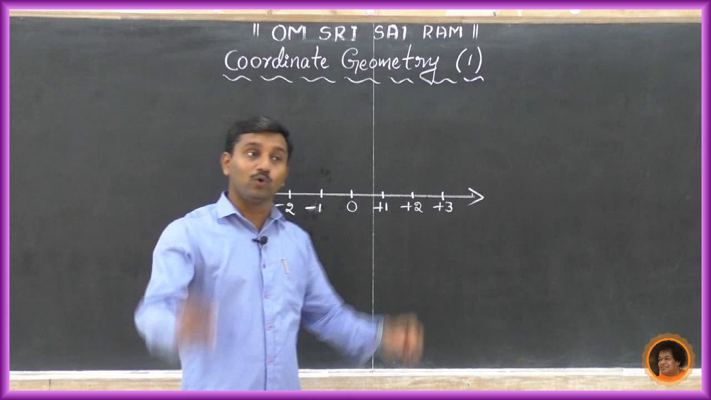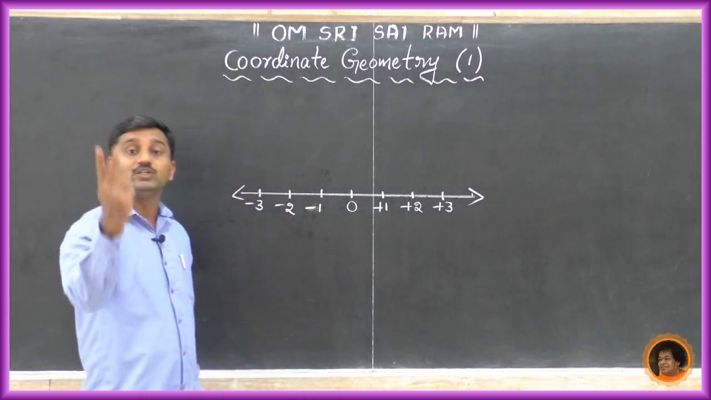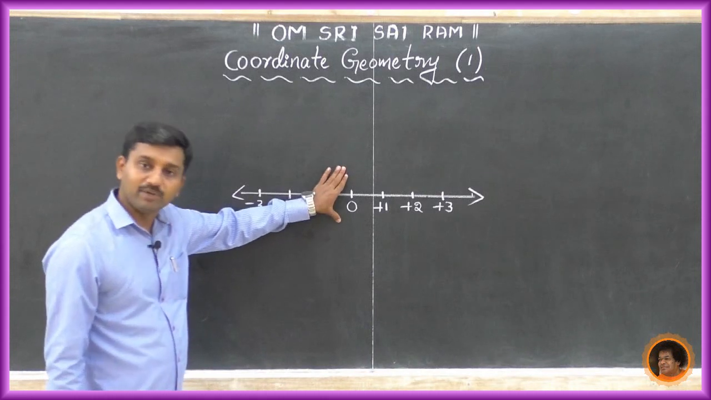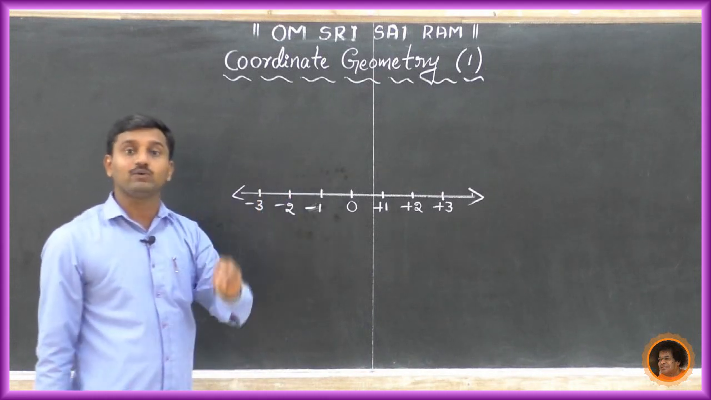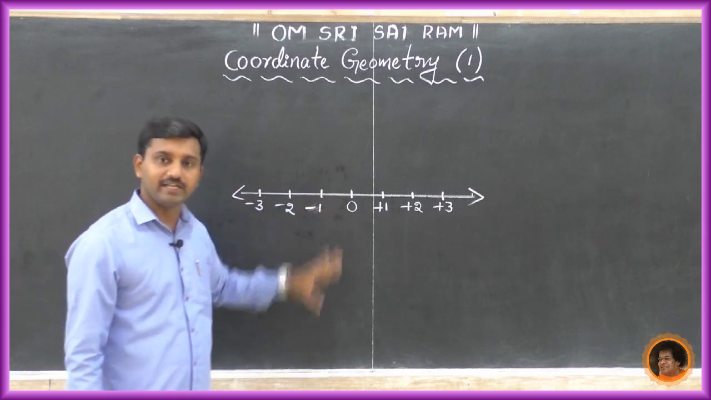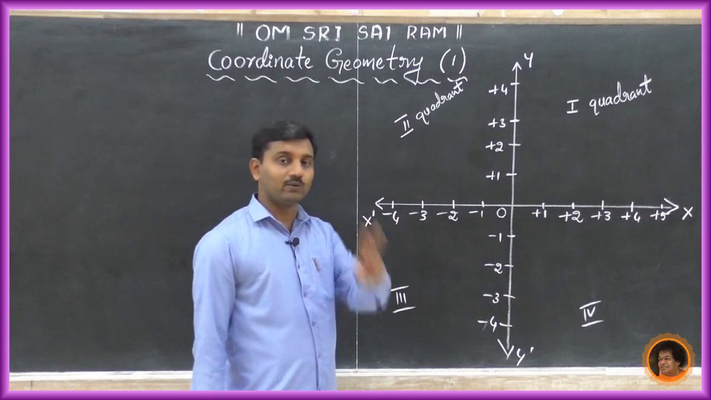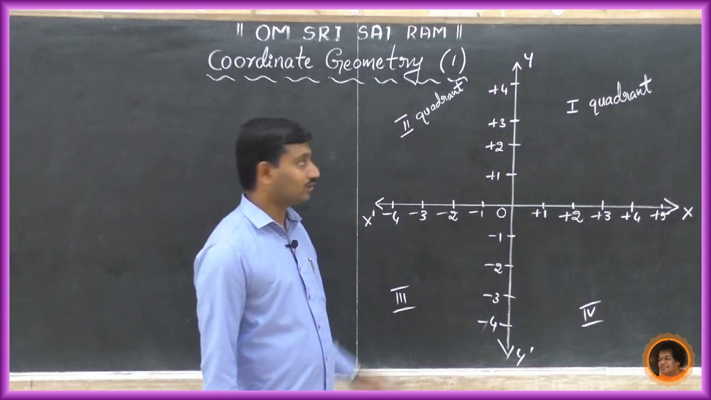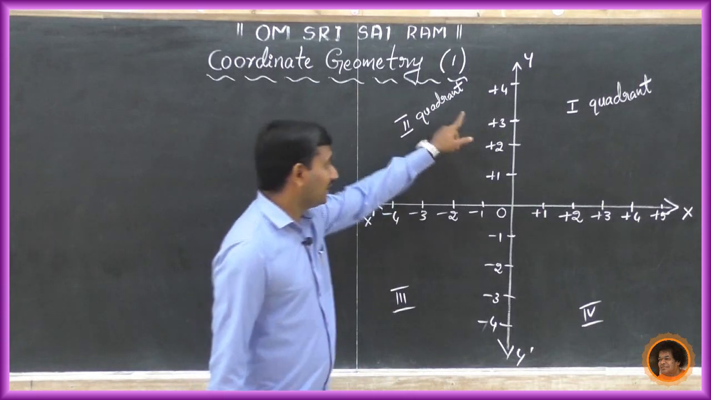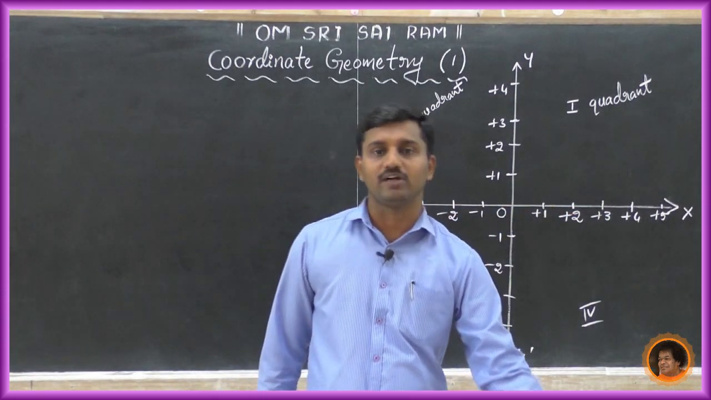Therefore, to locate the point on a plane, we require two number lines perpendicular to each other, or we require the coordinate axes. How to locate the point on a plane? We require two coordinate axes. So what are coordinate axes? The two perpendicular lines are known as the coordinate axes.